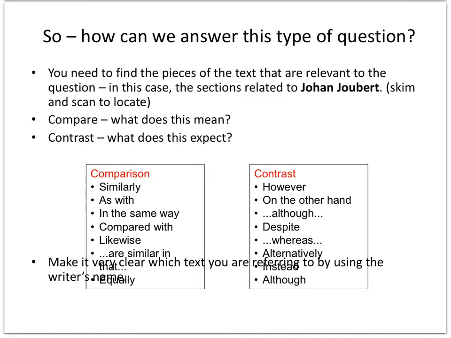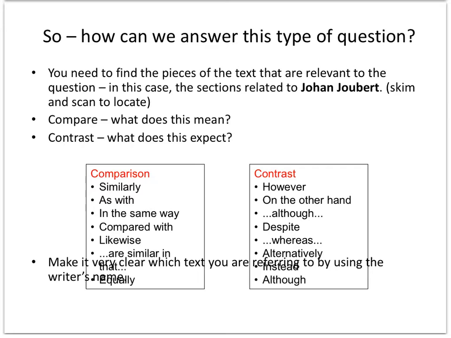Okay, so how do we answer this particular type of question? You need to find the pieces of the text that are relevant to the question, and in this case, the sections related to Johann Joubert. So you're going to have to begin with doing some skimming and scanning to find the information. So look at the focus of the question and then make sure you focus in on that in the actual articles. So think about the word compare, which means similar, and contrast, which means different.